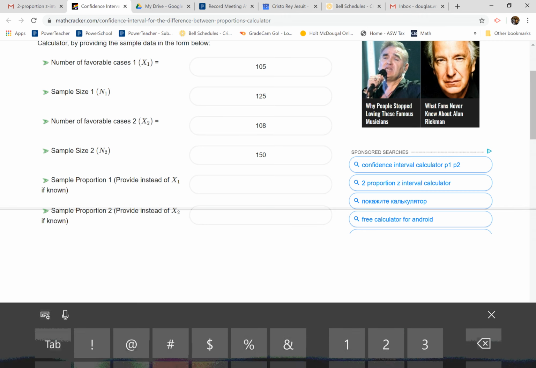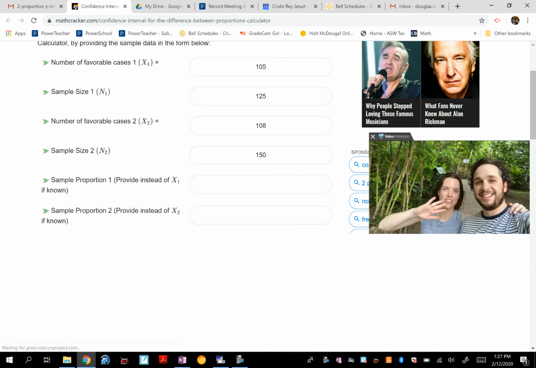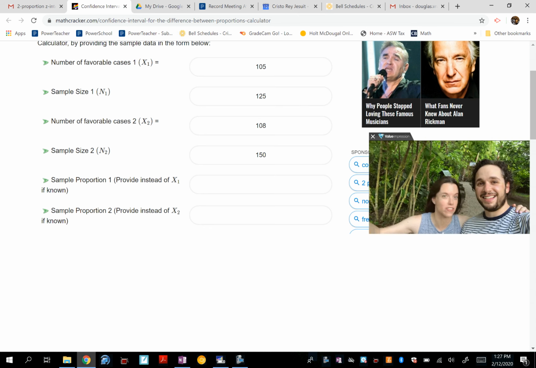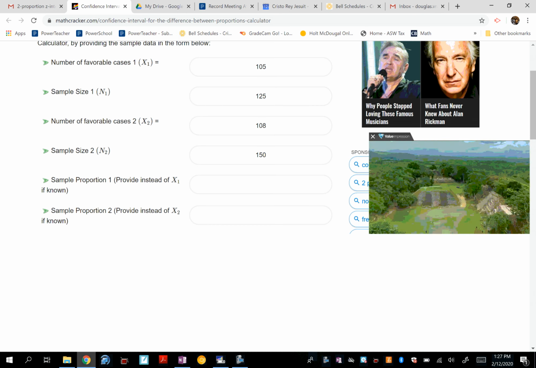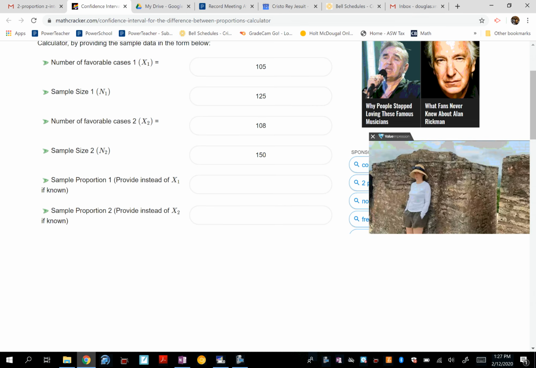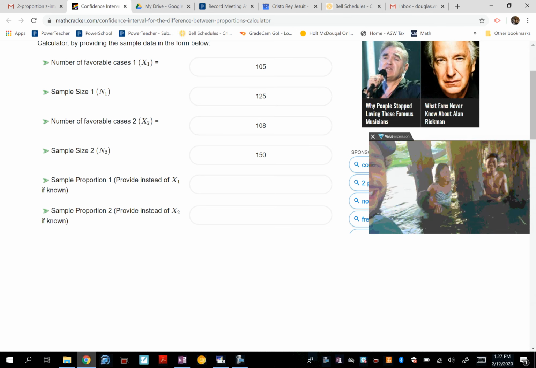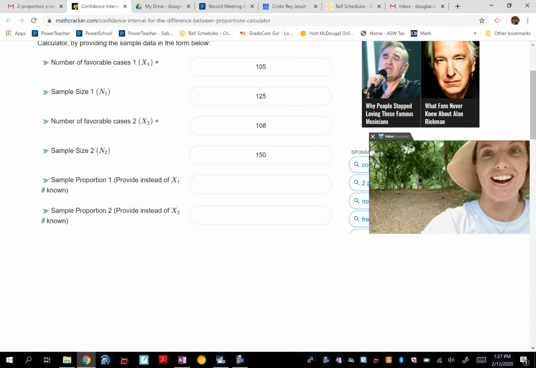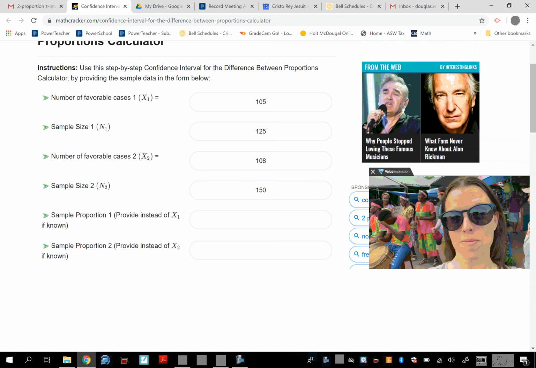Okay? Now, I wanted you to practice that, but if you look at what comes next, what could you have done? You could have typed in 0.84 and 0.72. Okay? So I'll leave it up to you what you want to do. All right? But I wanted you to see how you can actually do this without typing in there. Okay? So let's scroll down.